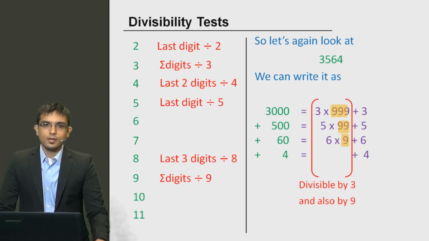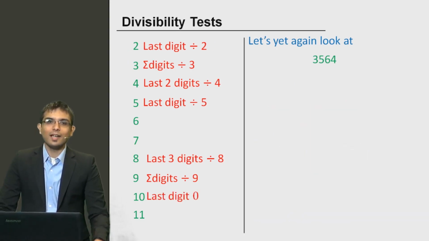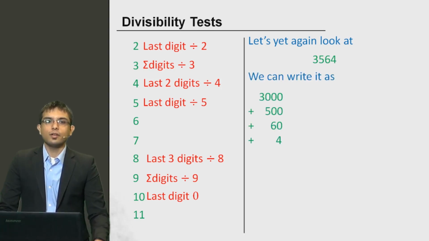Okay. How about 11? It is an interesting rule. So let's try understanding 11. Yet again I am taking the same number 3564. Again, this number is 3560 and 4. Now I'll write down these numbers in a slightly different way.